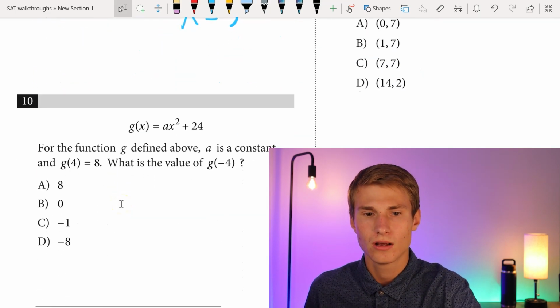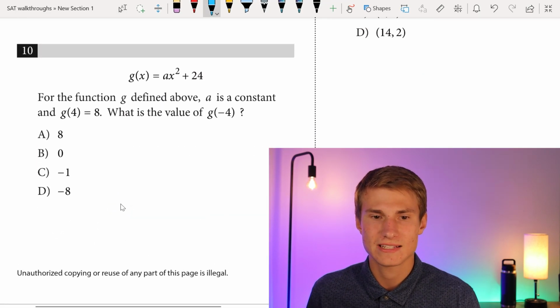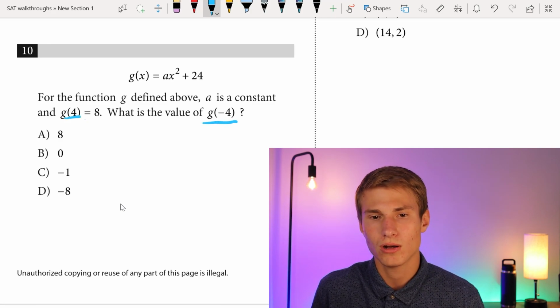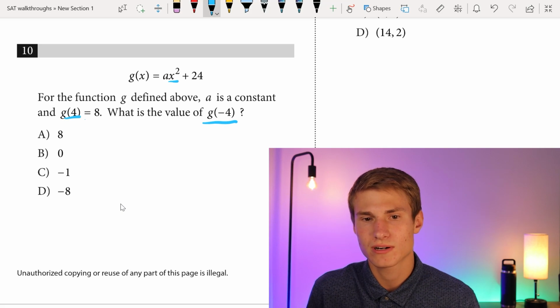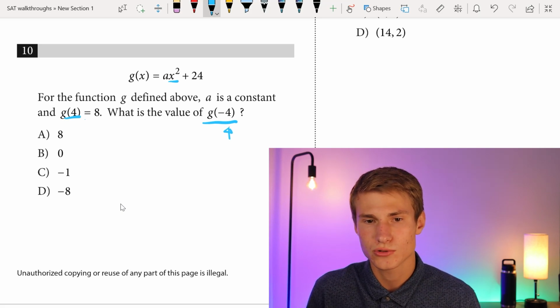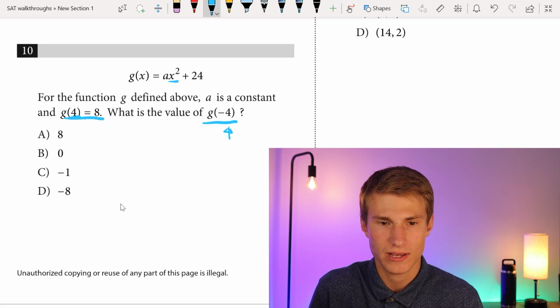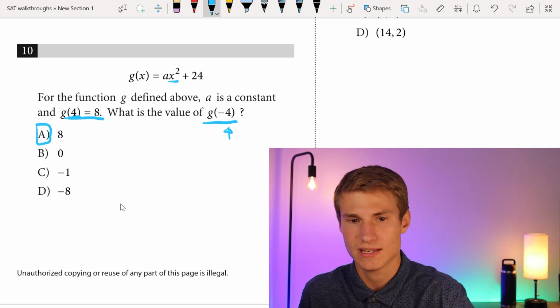All right, number 10. For the function g defined above, a is a constant and g of 4 is equal to 8. What is the value of g of -4? Well, if x is getting squared, we know 4 squared is 16. And if we were to plug in -4, we know that -4 squared is also going to equal 16. Therefore, since x is squared and we have -4 and 4, if g of 4 is equal to 8, g of -4 also has to equal 8. So our answer there is going to be answer choice A.